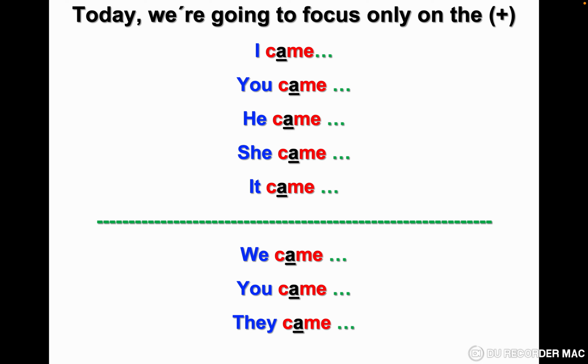So let's conjugate with me the verb come in the past simple. I came, you came, he came, she came, it came, we came, you came, they came. Let's go to the next verb.